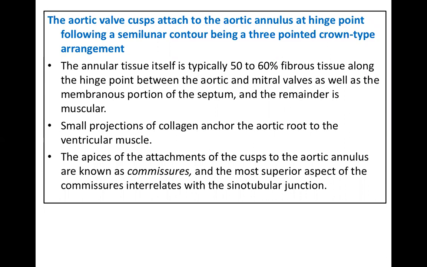The aortic valve cusp is attached to the aortic annulus at a hinge point following a semilunar contour, being a 3-point, crown type arrangement. The annular tissue around the annulus is fibrous along the hinge point between the aortic and the mitral valve, as well as the membranous parts, while the remainder is muscular. Small projections of collagen anchor the aortic root to the ventricular muscle. As we know, the pieces of attachment of the cusp are known as the commissures, and the most superior aspect of the commissure interrelates with the sinotubular junction.